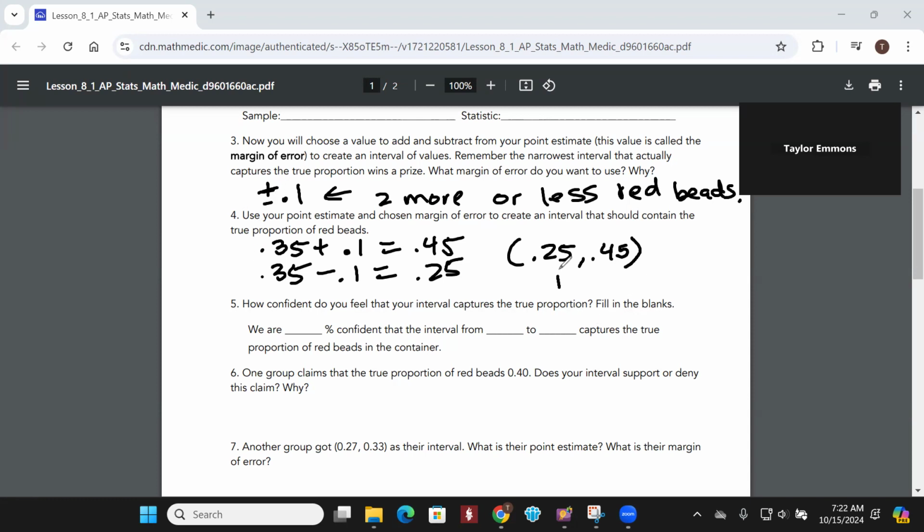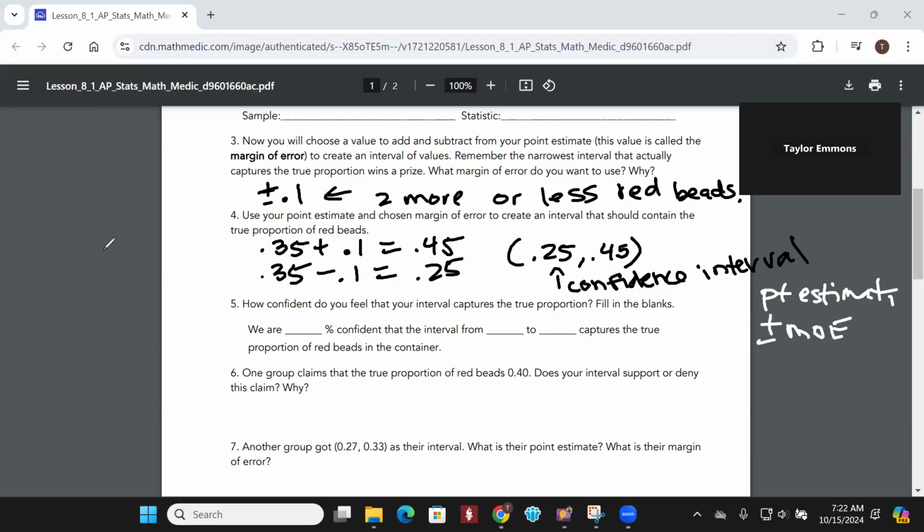Okay, so this is what we call the confidence interval. The confidence interval. Yay. So that's where we took our point estimate, and we added and subtracted the margin of error. So point estimate plus or minus the margin of error.